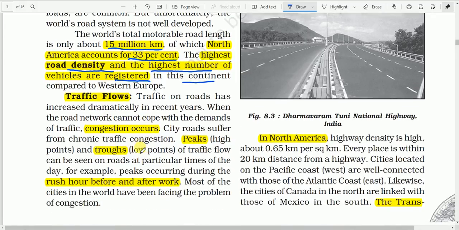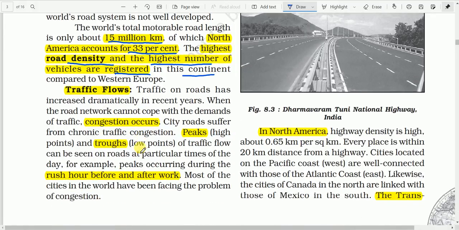Next, we have a subtopic, traffic flows. Traffic on roads has increased dramatically in recent years. Traffic means all the vehicles moving on the road. Different types of vehicles are moving, including human beings, and these are known as traffic collectively. And when the road network cannot cope with the demands of traffic, then congestion, which we call a traffic jam, occurs.